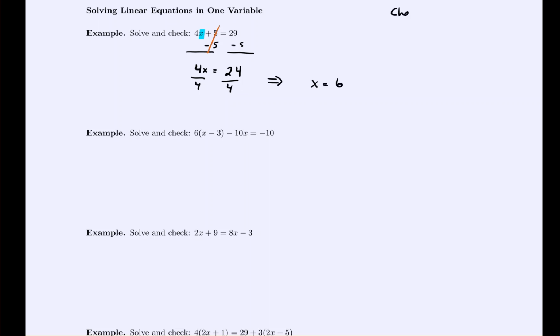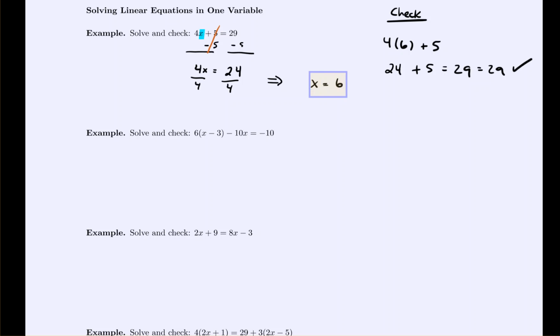Now to check your work, you always plug it back into the original expression, so let's take 6 and plug it back in. 4 times 6 plus 5. 4 times 6 is 24, plus 5 is equal to 29. What was it supposed to be equal to? 29. 29 equals 29, and we get a true statement. So that's how we can know that our answer is correct. The great thing about this section is you can always check your work and be confident if you got the correct answer. Let's continue with our next example.